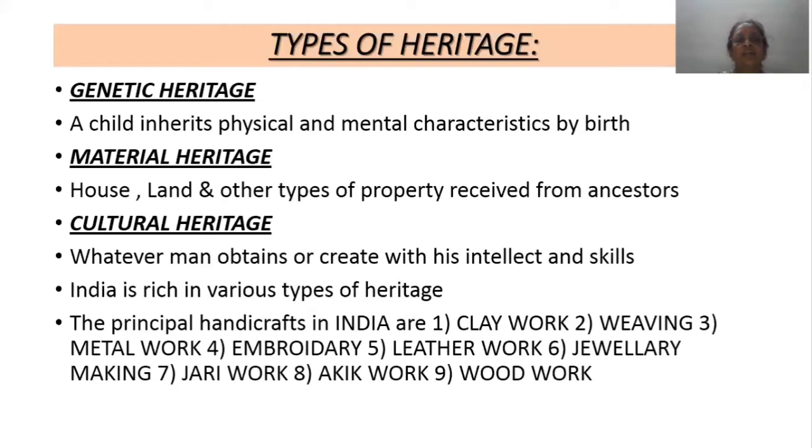Then the second one is material heritage, that is a house, land, other types of property that we are getting from our ancestors. Ancestors means forefathers. Your father is getting your grandfather's house, property, wealth, assets, etc. That is called a material heritage. You are getting the house of your parents. That is also a material heritage.